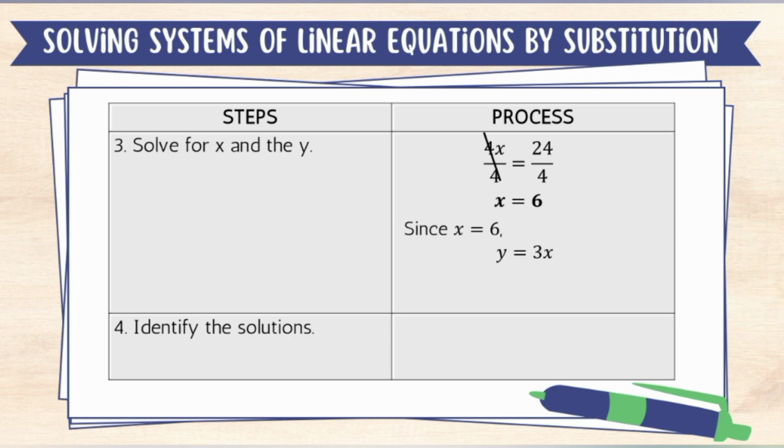So y is equal to 3x. Substitute the value of x, which is 6. So y is equal to 3 times 6, which is equal to 18. So to identify the solution, therefore, the solution of the equation is (6, 18).